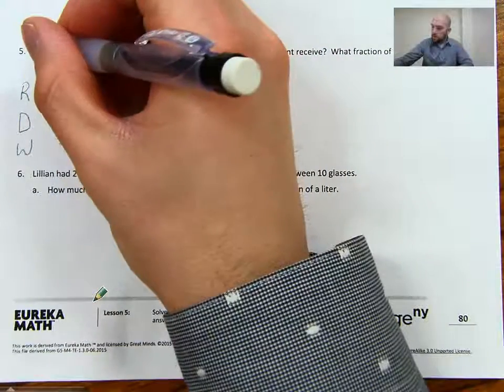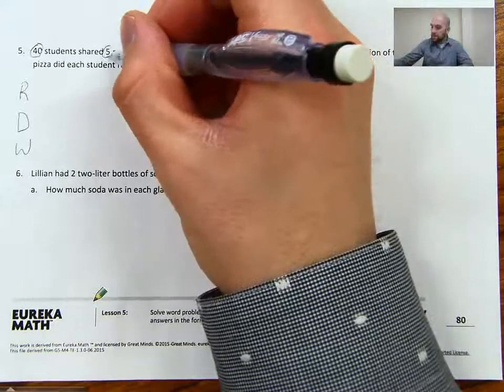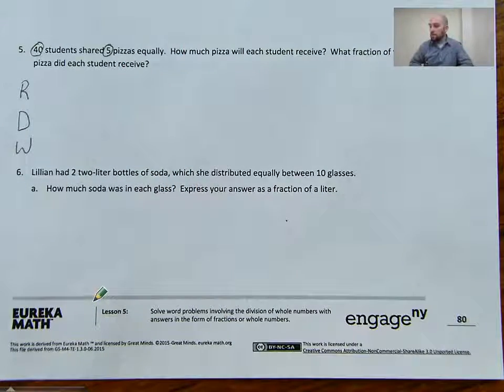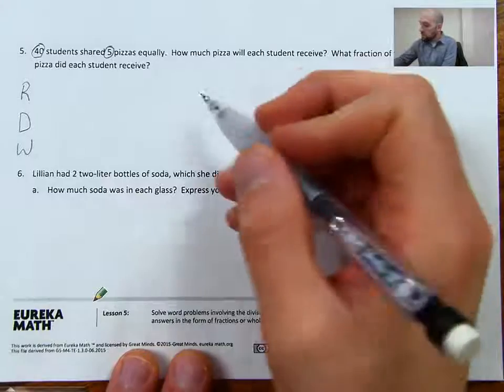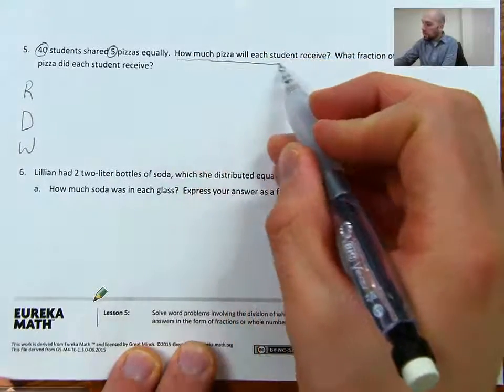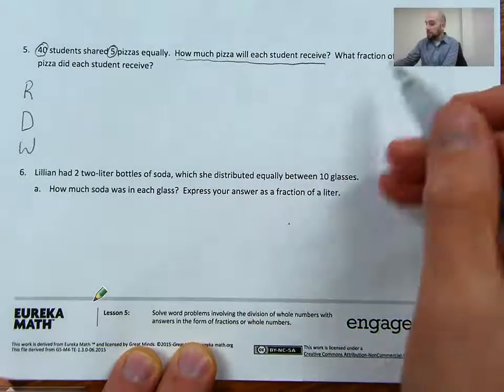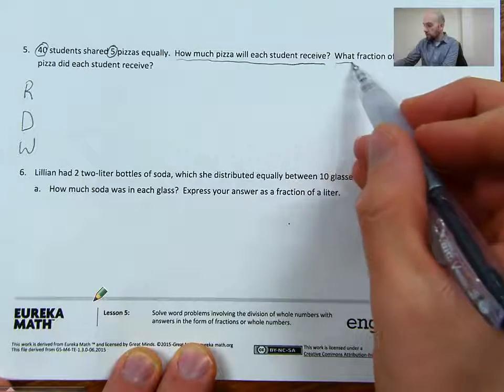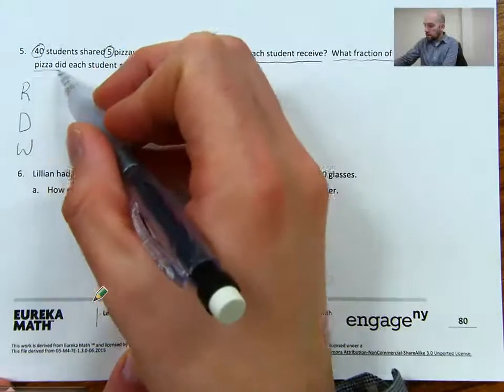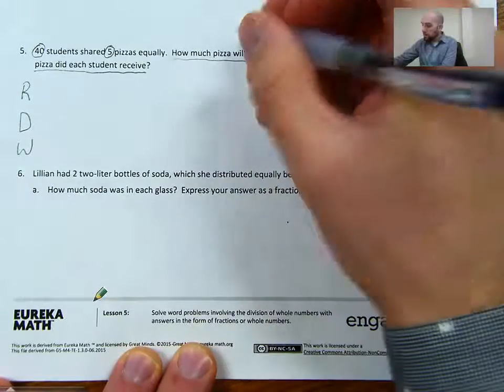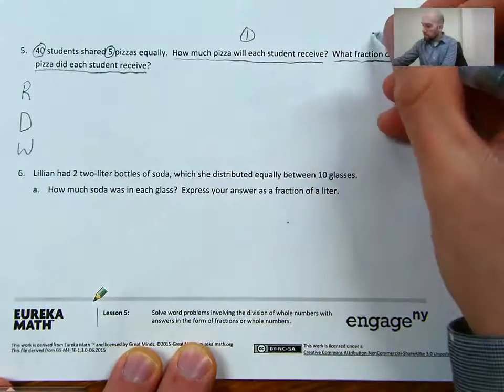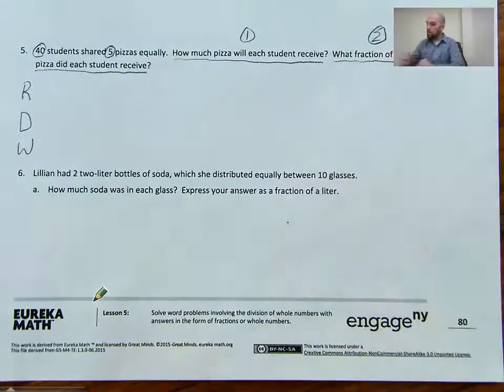40 students share 5 pizzas equally. How much pizza will each student receive? And what fraction of the pizza did each student receive? So we have a 2-part question here. We have to answer this part and this part. This is part 1 and part 2.